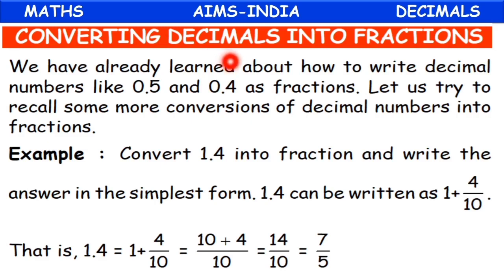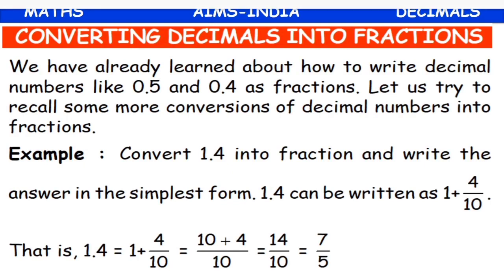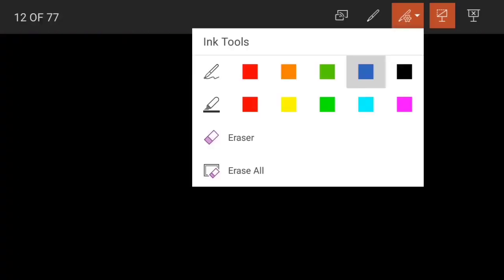We have converted fractions into decimals, but it is reversed now. We have to convert the given decimals into our fractions. We have already learnt about how to write decimal numbers such as 0.5 and 0.4 as fractions. Let us try to recall some more conversions of decimal numbers into fractions. See, before, again let us take a simple decimal like this, 0.5.